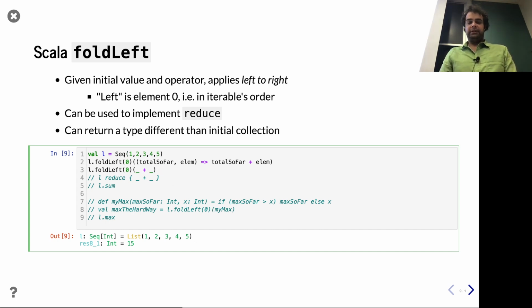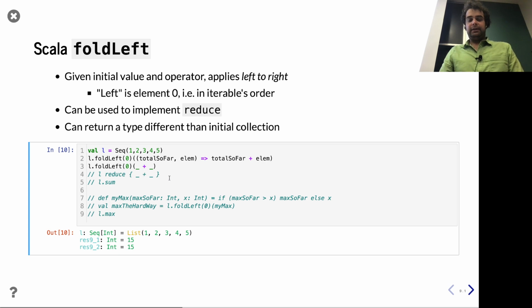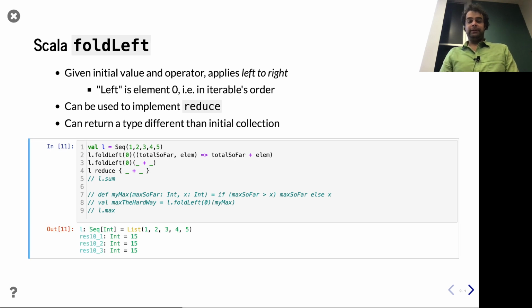We perhaps could write the function a little bit more concisely with the placeholder syntax. Sure, still 15. This is one of those cases where reduce works plenty well, right? Why not use reduce? So that's pretty clear.